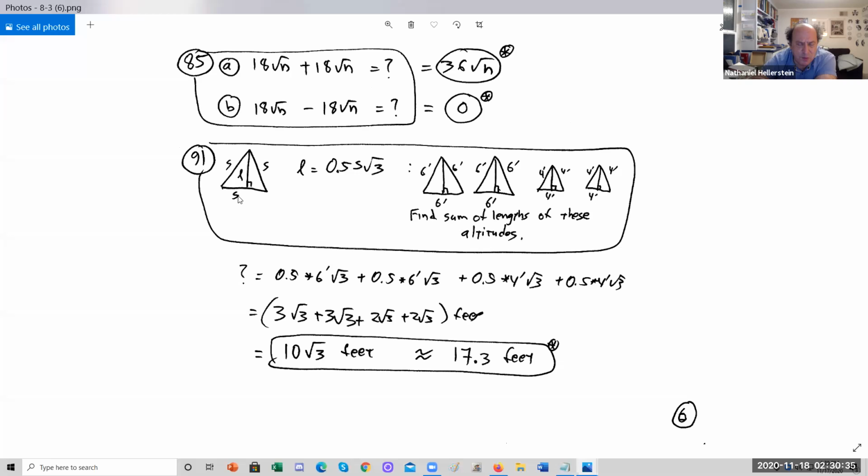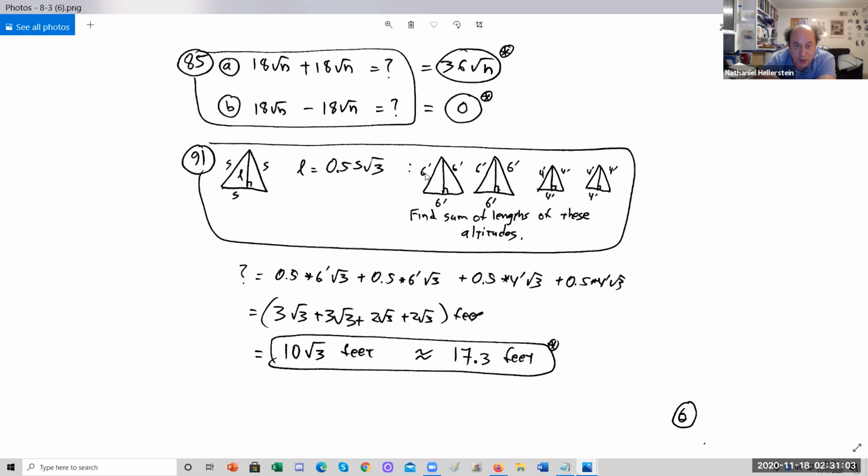The book has it as a word problem where there are two triangular tents. And the length of the altitude, the tent pole of the tent, is 1/2 of s root 3, where s is the side of the tent. And there are two of these tents, one 6 feet on the side, one 4 feet on the side. What's the sum of the lengths of these altitudes?